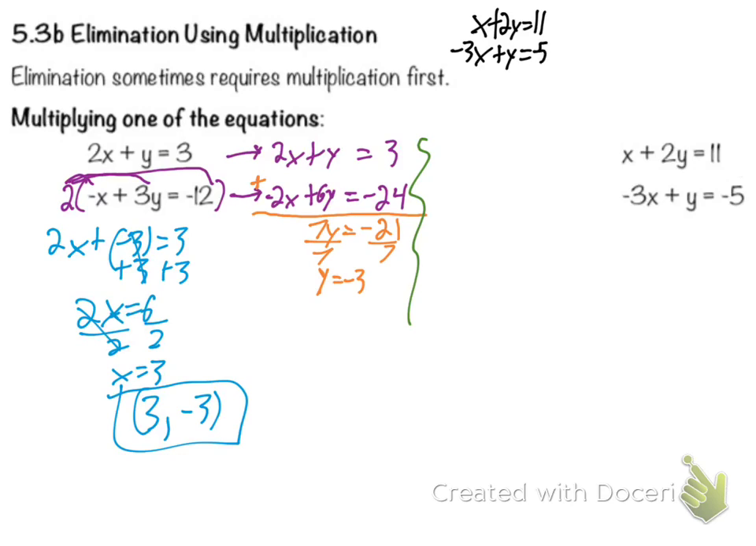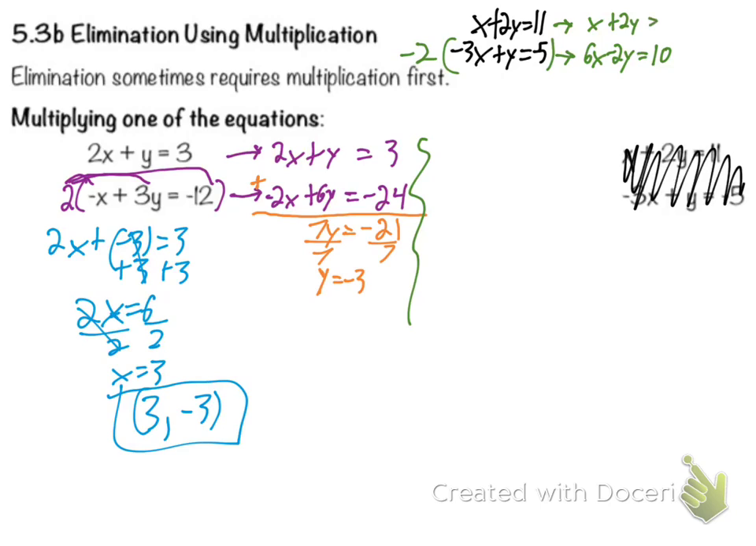Okay. So I'm going to rewrite it. I'm going to ignore that first part was even there. And now I'm going to multiply this bottom by -2. So it becomes 6x minus 2y is equal to what? Positive 10? Yeah. And the top equation stays the same. x plus 2y equals 11.